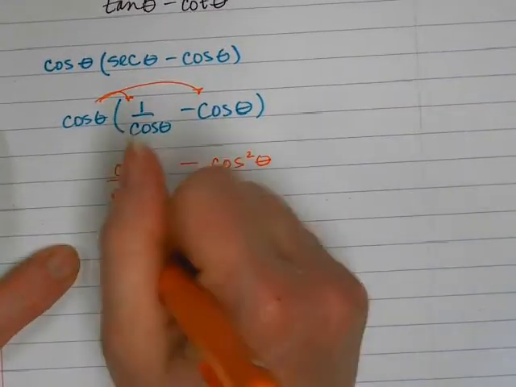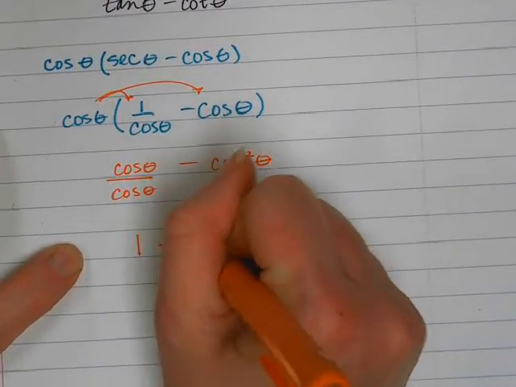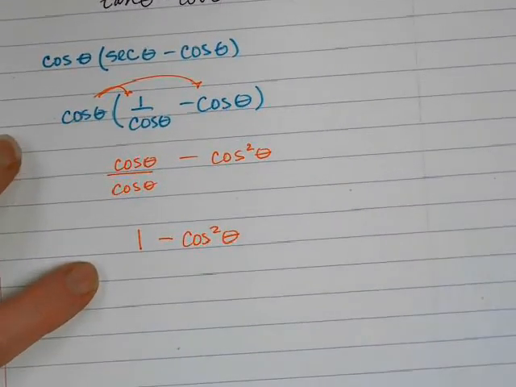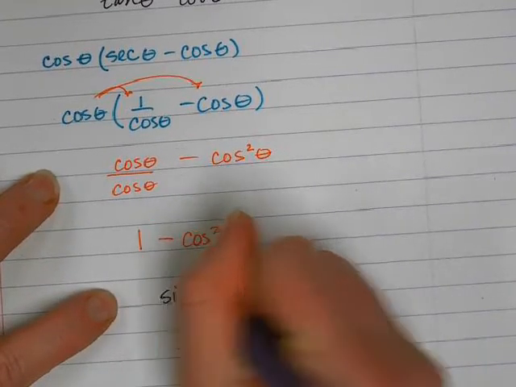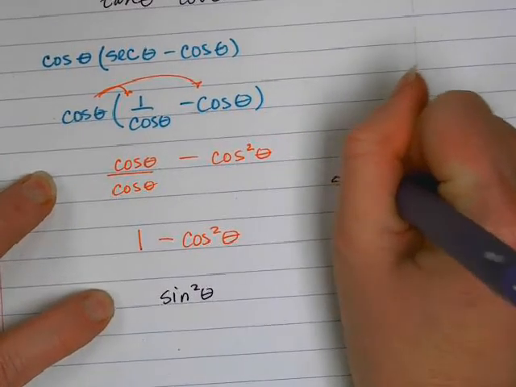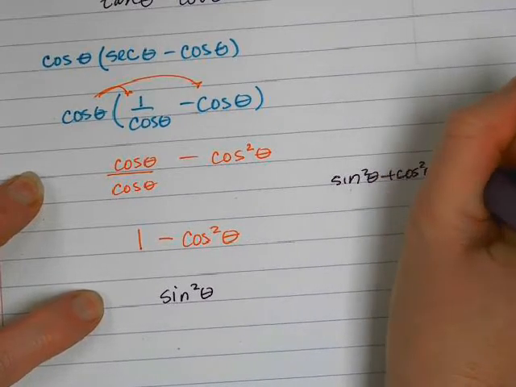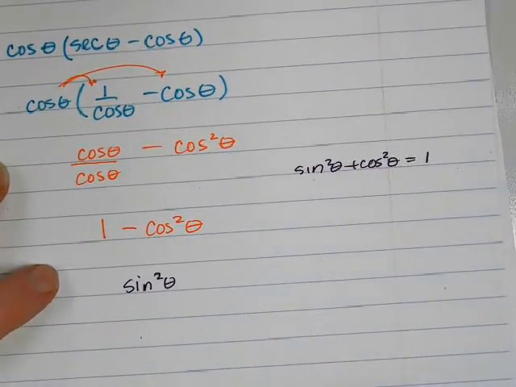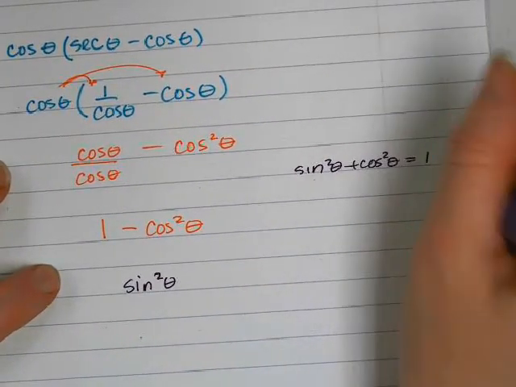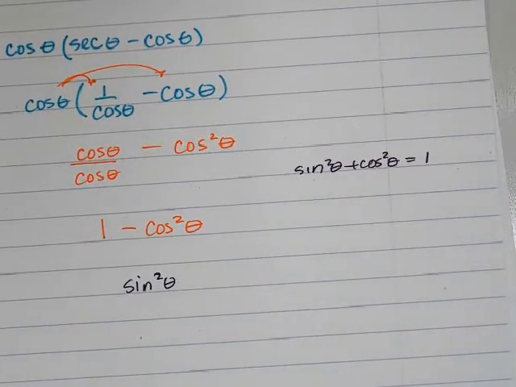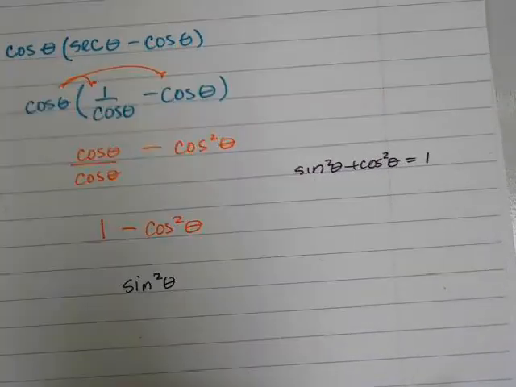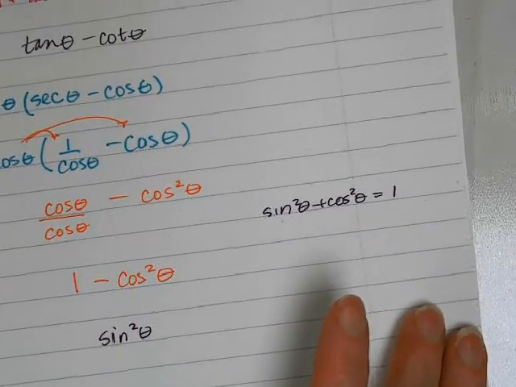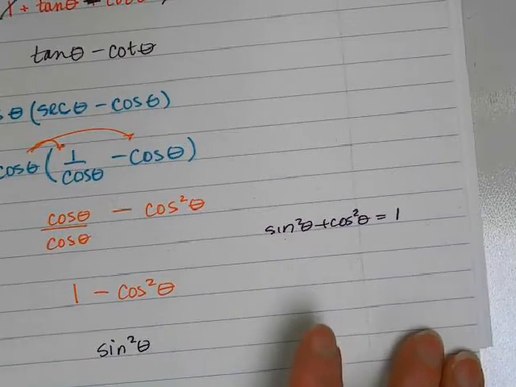Well, cosine theta over cosine theta is 1, and 1 minus cosine squared theta equals sine squared theta. Is it 1 plus sine squared is cosine squared? It's sine squared theta plus cosine squared theta equals 1. So 1 minus cosine squared is just sine squared theta. Which one is it where it's like 1 plus something? Secant and cosecant are both 1 plus tangent squared and 1 plus cotangent squared, which we're about to use in the next one.